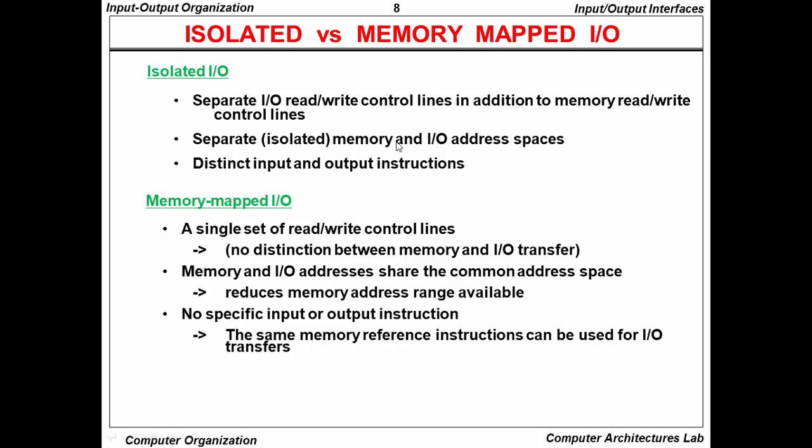Whereas in memory mapped IO, memory and IO addresses share the common address space. So there is no separate address space available for IO and memory. They are going to use a common address space. It reduces the memory address range available, and no specific input or output instructions are available. The same memory reference instructions can be used for IO transfer.